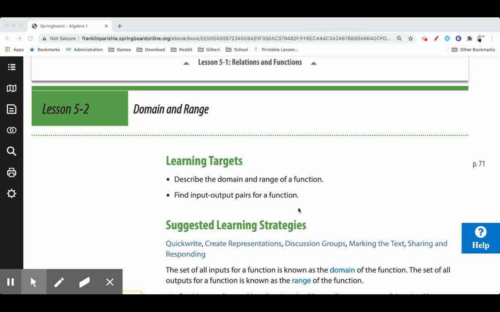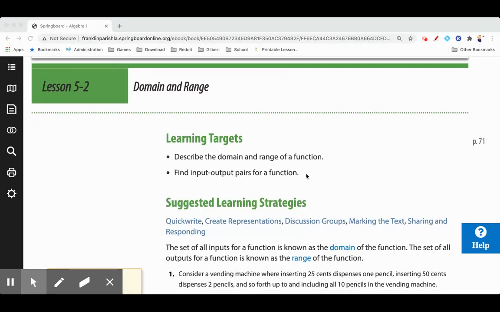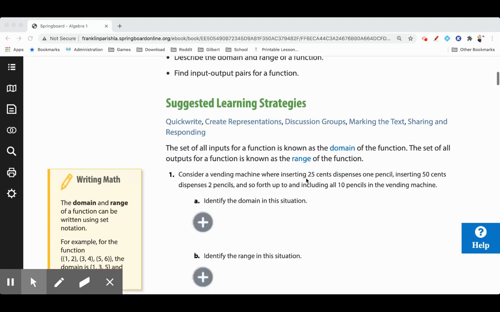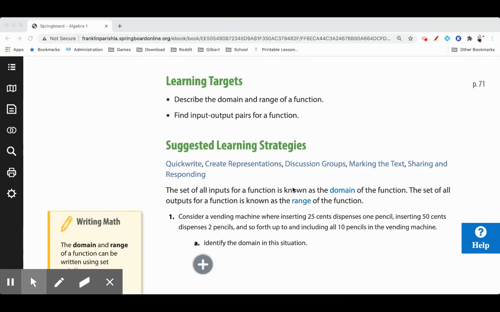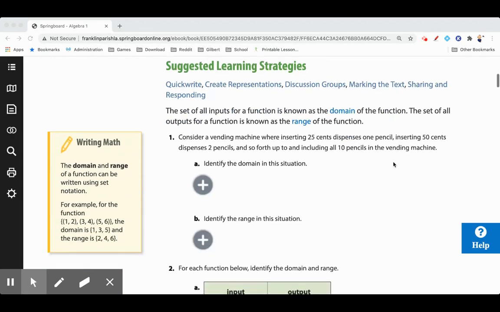Today we're looking at domain and range and how they relate to functions. We're going to describe the domain and range of a function and also find the input-output pairs for a function. So let's look at this. The set of all inputs for a function is known as the domain of the function, and the set of all outputs for a function is known as the range.